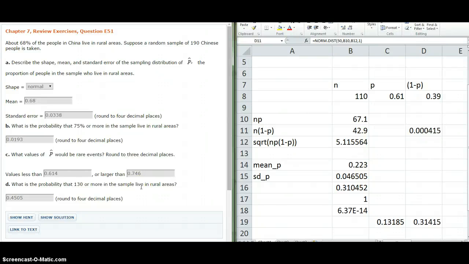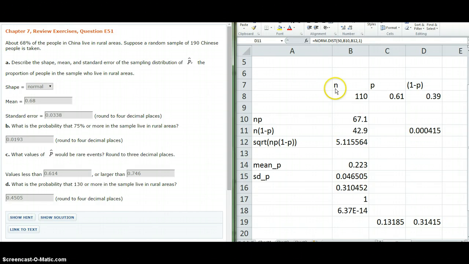Chapter 7, Review Exercises, question E51. We have 68% of the people in China live in rural areas, and we will take a random sample of 190 Chinese people. So we have this proportion, the distribution of a sample proportion, as opposed to the distribution of a sample mean.